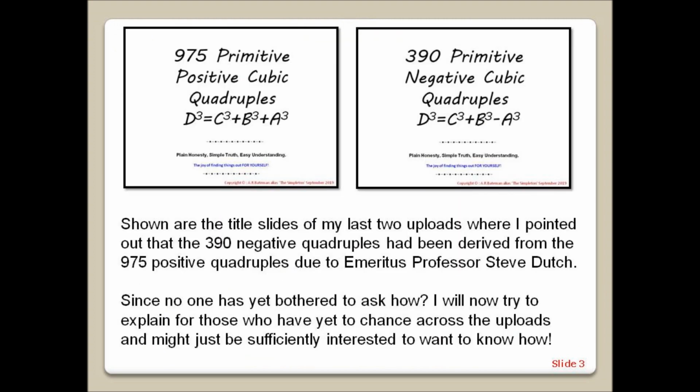Shown are the title slides of my last two uploads, where I pointed out that the 390 negative quadruples have been derived from the 975 positive quadruples due to Emeritus Professor Steve Dutch. Since no one has yet bothered to ask how, I will now try to explain for those who have yet to chance across the uploads and might just be sufficiently interested to want to know how.